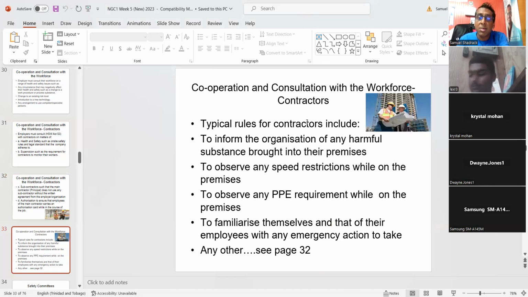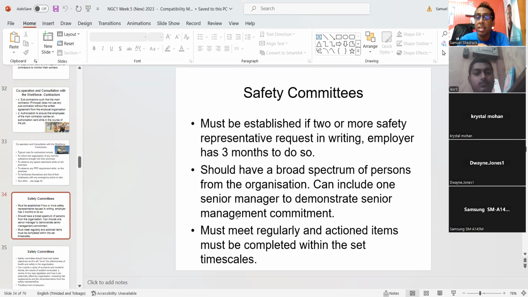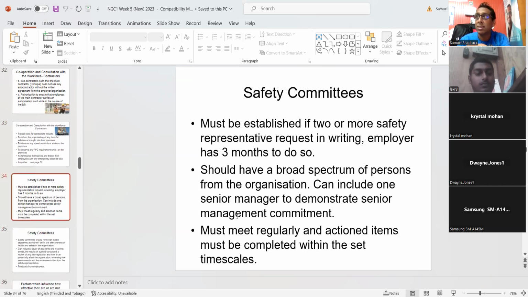All right, typical rules. This is all about consultation. Typical rules for contractors include to inform the organization of any harmful substances brought onto their premises, to observe any speed restriction while on the premises, to observe any PPE requirement while on the premises, and to familiarize themselves and their employees with any emergency action to take. There are others, but they are on the slide coming up.